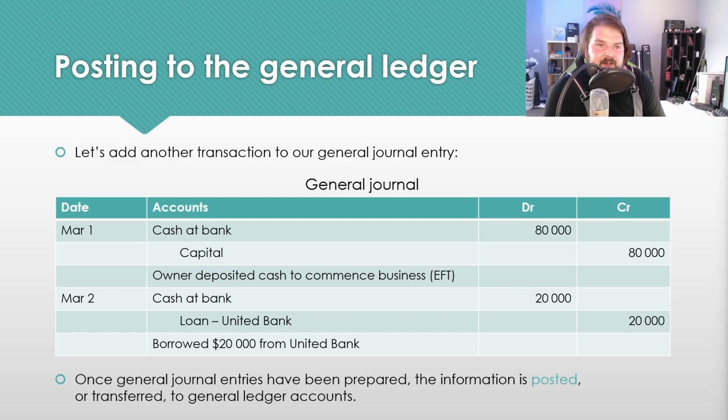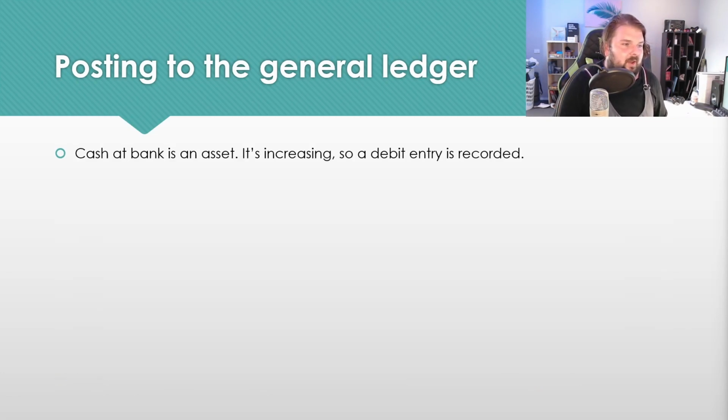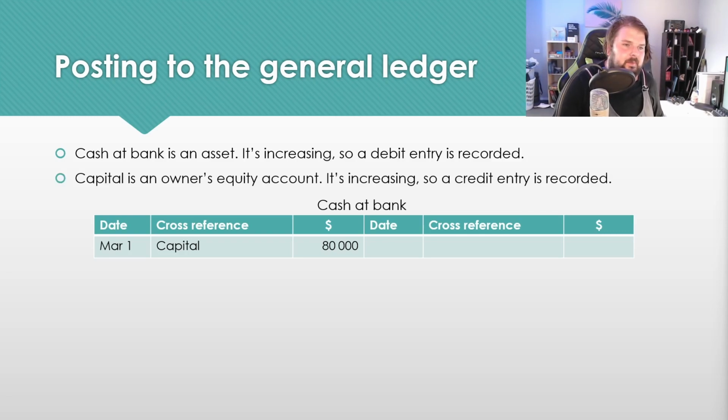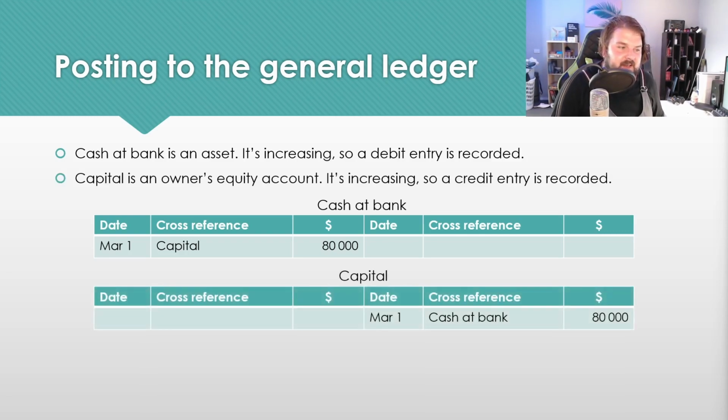So our description of this is we borrowed $20,000 from United Bank. Now, once we have put these entries into our general journal, this is where we put them into our general ledger. And let's look at how this is transferred across. So we're going to look at our cash at bank, which is obviously our asset account. And you can see we've put in our March 1 entry, where $80,000 was debited into the account. Okay, and here's our capital account where you can see we've credited $80,000, and you can see that we have our balance.